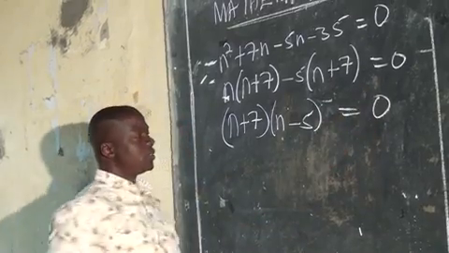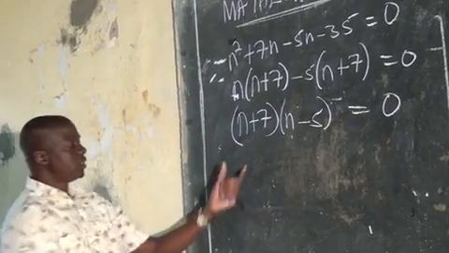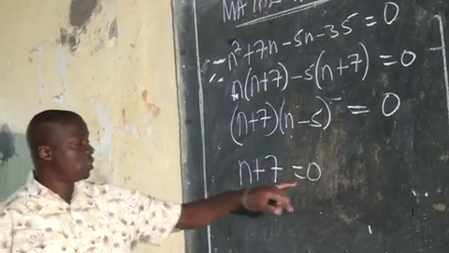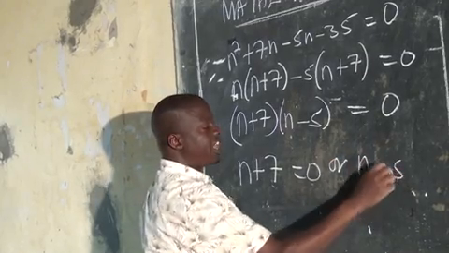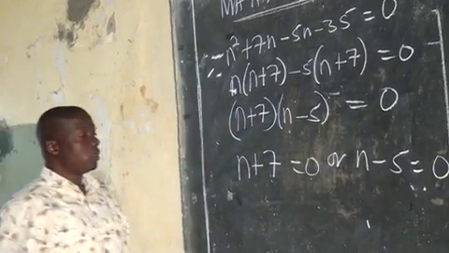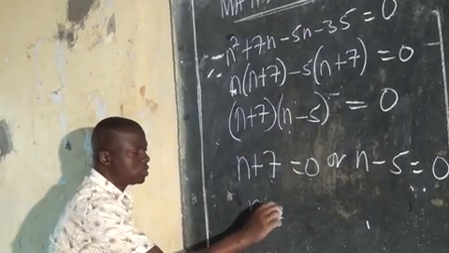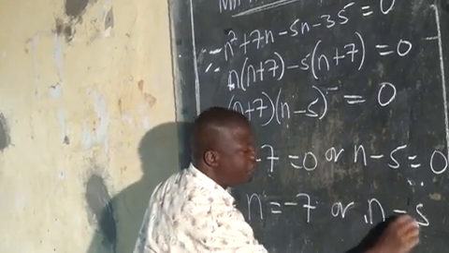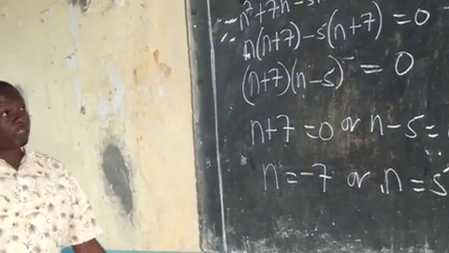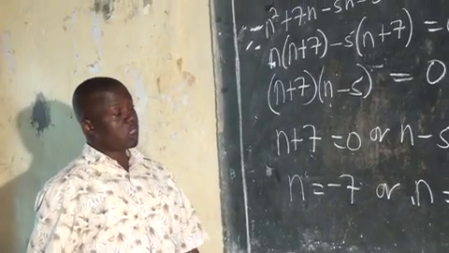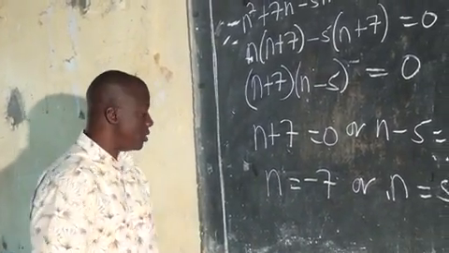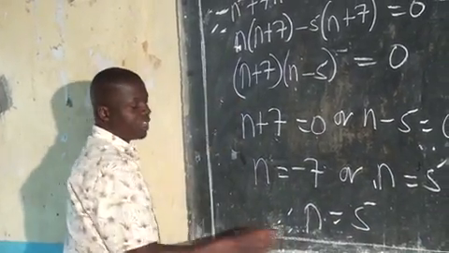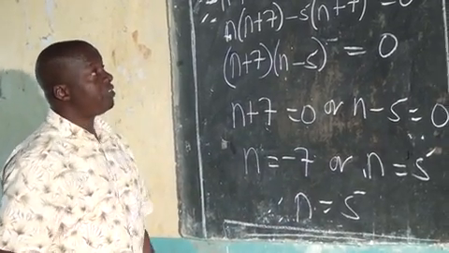This is 0. For either, this bracket is 0, that is n plus 7 is 0, or n minus 5 is 0. We shall say that n equal to negative 7 or positive 5. Remember, we don't have a negative base. So, allow me to draw a conclusion. Therefore, n equal to positive 5.